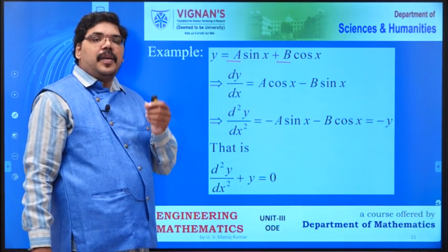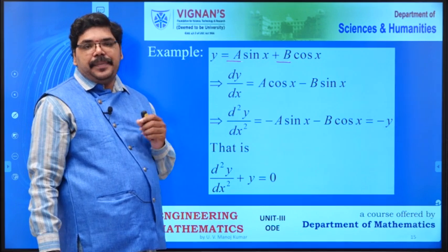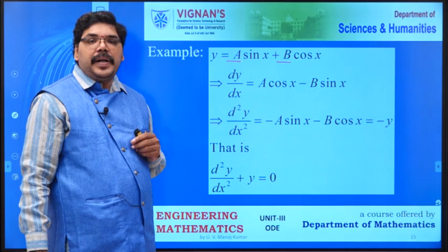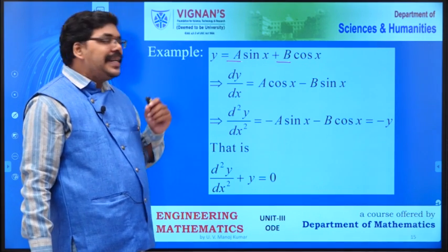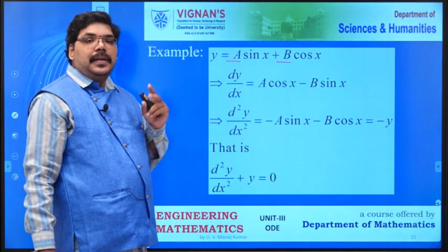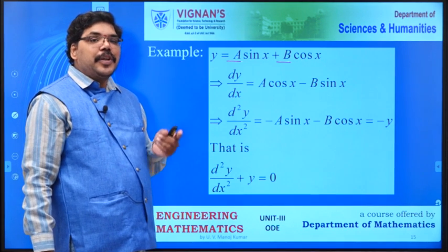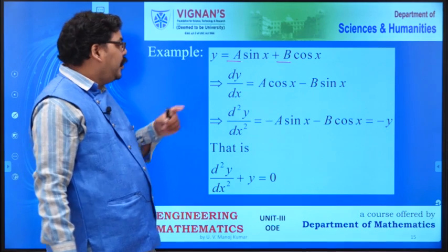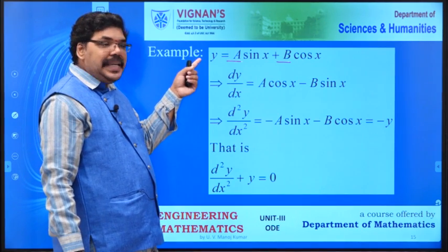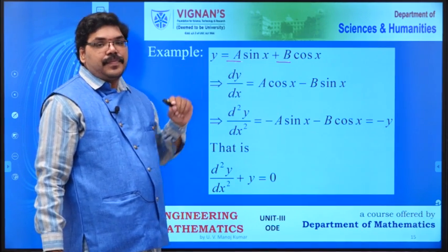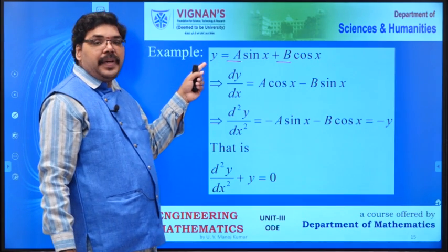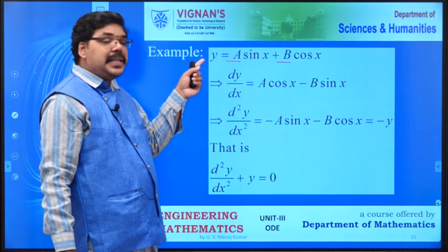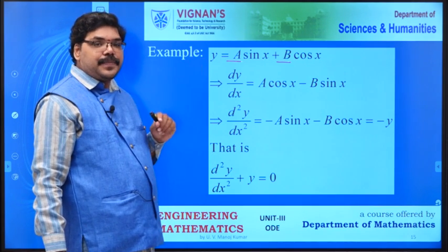I want to eliminate these arbitrary constants capital A and capital B. So what do I have to do? Because there are two arbitrary constants, you differentiate this relation twice with respect to the independent variable. What is the independent variable? If you see this expression, y is expressed in terms of x. So y is the dependent variable, x is the independent variable. So differentiate it twice with respect to x.